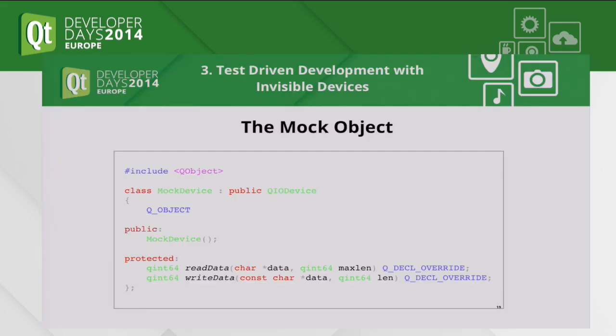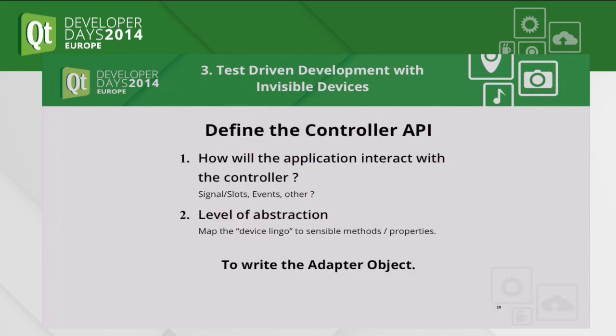Now that you have a mock device, the next step is to define the controller, the thing that will do the link between your application and your actual device. It's what we call the controller. So you have to define how your application will interact with the controller. You may use signals and slots. You may use events. You may even want to use something as crazy as the command line. But believe me, your user won't.